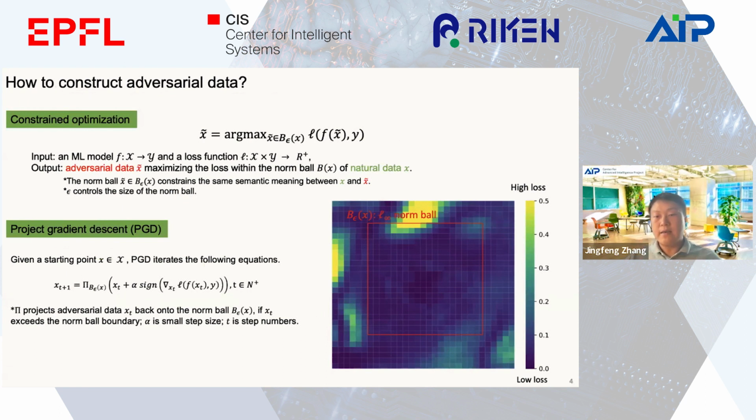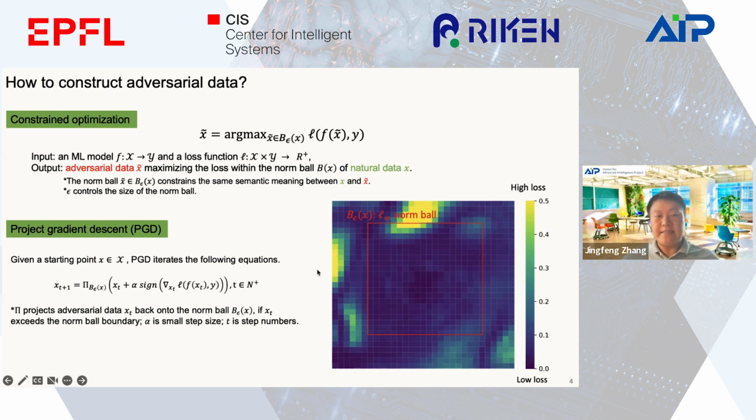How to construct the adversarial data? We basically solve a constraint optimization problem. Given a machine learning model and its loss function, we output an adversarial data, maximizing the loss within the null-ball constraint. The null-ball constrains the same semantic meaning between adversarial data and its natural data. The epsilon controls the size of null-ball.